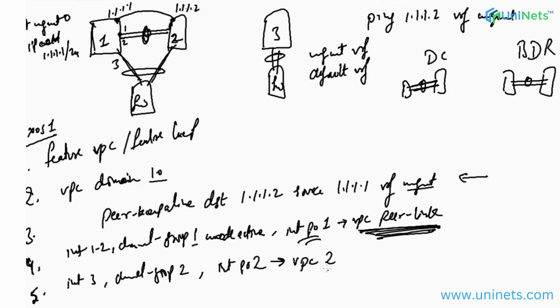Now, practically, this number can be different from this number, but the recommendation is to use the same so that troubleshooting will be easy. So these are the steps which we perform to bring up a virtual port channel. Any doubts in these, guys?